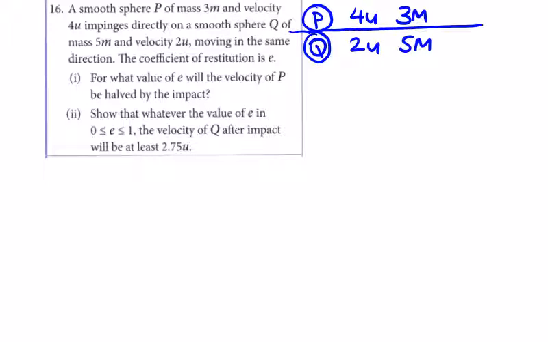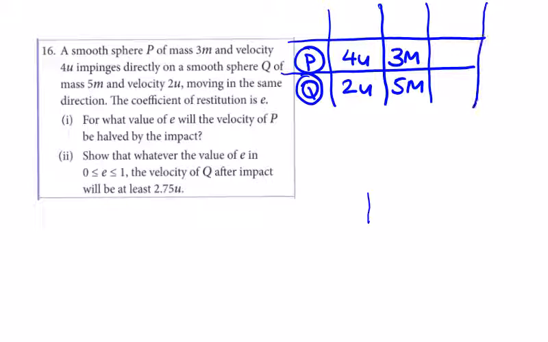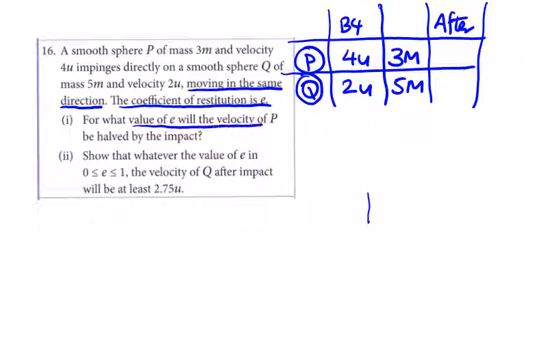We set up our little table. We want to do a before and after. We've got our before, we've got our mass, and we've got our after. So what's happening here? They're moving in the same direction, so we've got positive u's, and the coefficient of restitution is e. For what value of e will the velocity of P be halved by the impact?